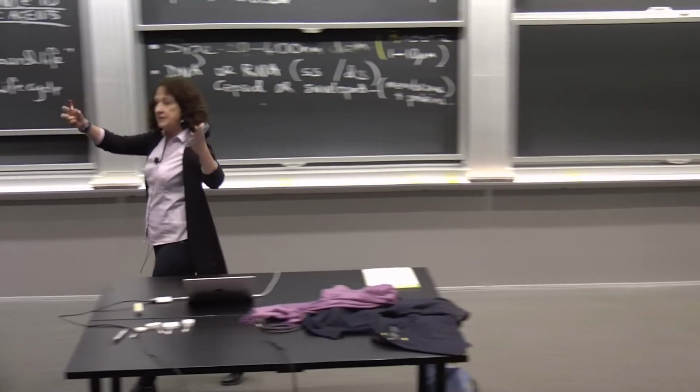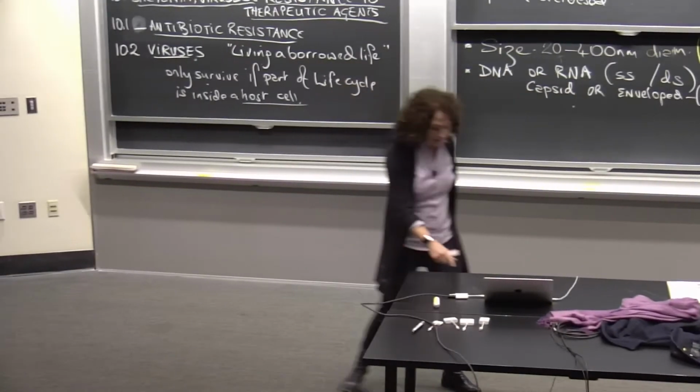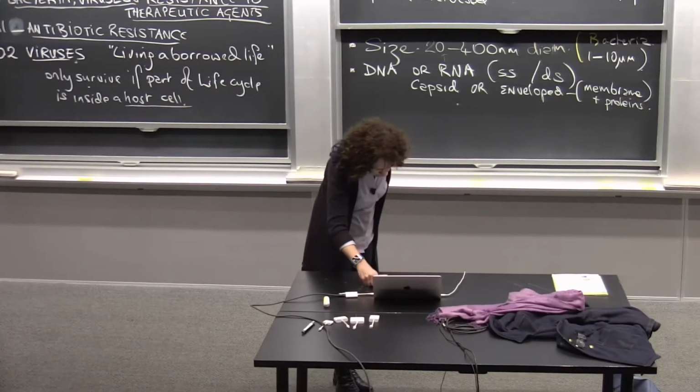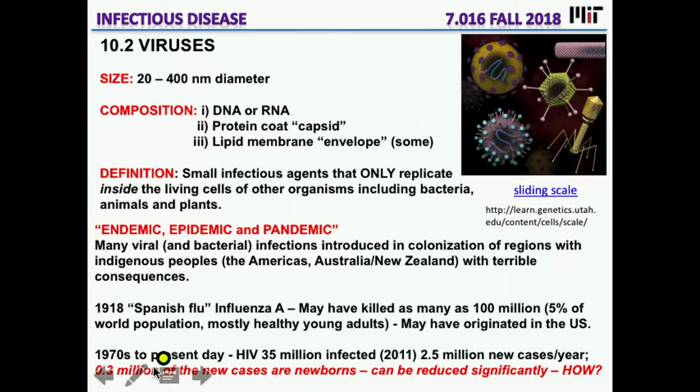So that tells you a lot about the statistics of viruses. I just want to highlight here, we talk about HIV as a very serious virus. It emerged in the early 80s. In 2011, there were 35 million people infected. There's about 2.5 million new cases a year.